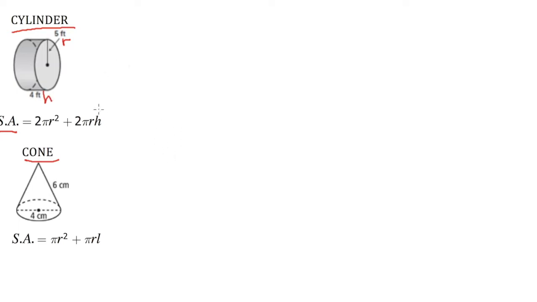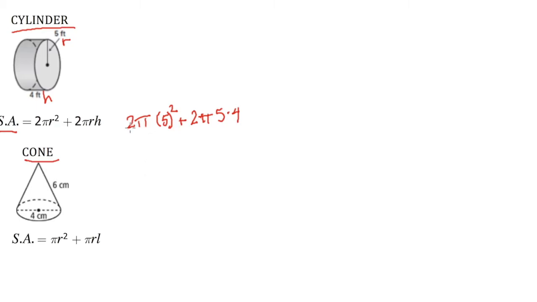So I put 2 pi r, my radius is 5. Put that in parentheses just to be nice and neat, squared, plus 2 pi r, my radius again, that's 5, and then times the height. And the height is 4. There we go. Let's see if we can simplify this.